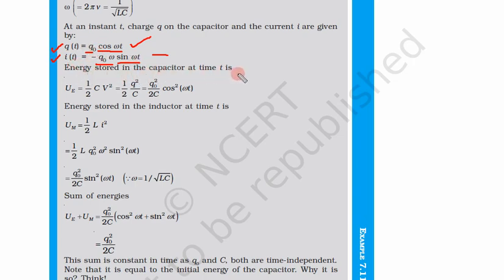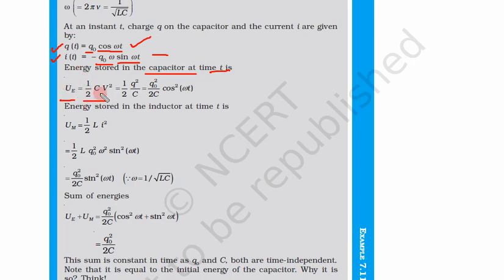Energy stored in the capacitor. Now let us calculate what is the energy stored in the capacitor. First we are assuming that at time t we are calculating the energy stored in the capacitor. So this must be electrical energy, and what is the formula?